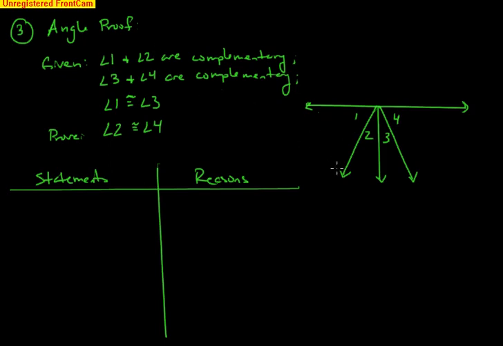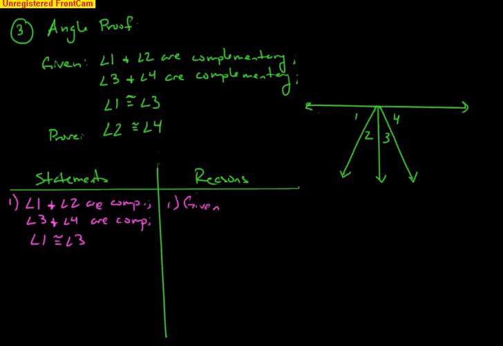Here's this picture. We're given that angles 1 and 2 are complementary, angle 3 and 4 are complementary, angle 1 and angle 3 are congruent, so we want to prove that angle 2 and angle 4 are also congruent. Okay, so the first step is always the given. So angle 1 and angle 2 are complementary, angle 3 and angle 4 are complementary, and then angle 1 is congruent to angle 3. Alright, and that's given to us.